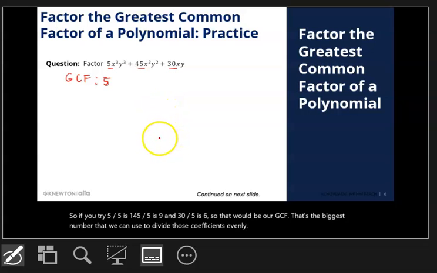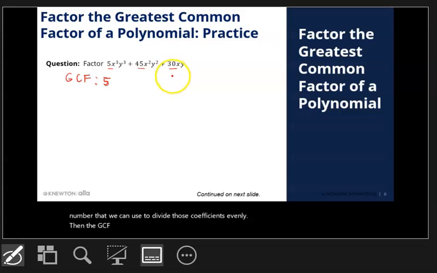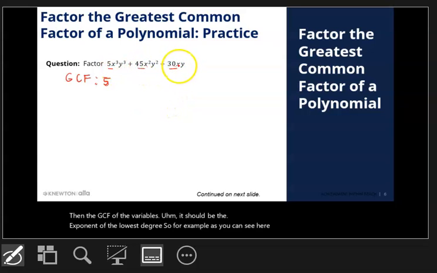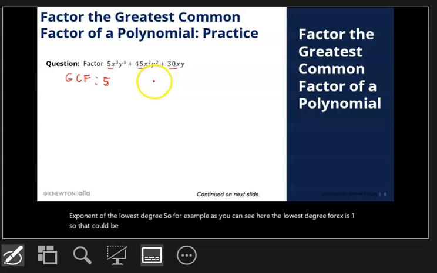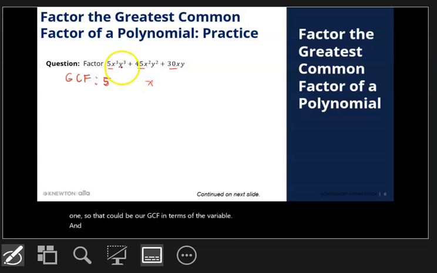Then the GCF of the variables should be the exponent of the lowest degree. So for example, as you can see here, the lowest degree for x is 1, so that could be our GCF in terms of the variable. And also for the y, the lowest degree of the y is 1, so that could be the GCF in terms of the variable.